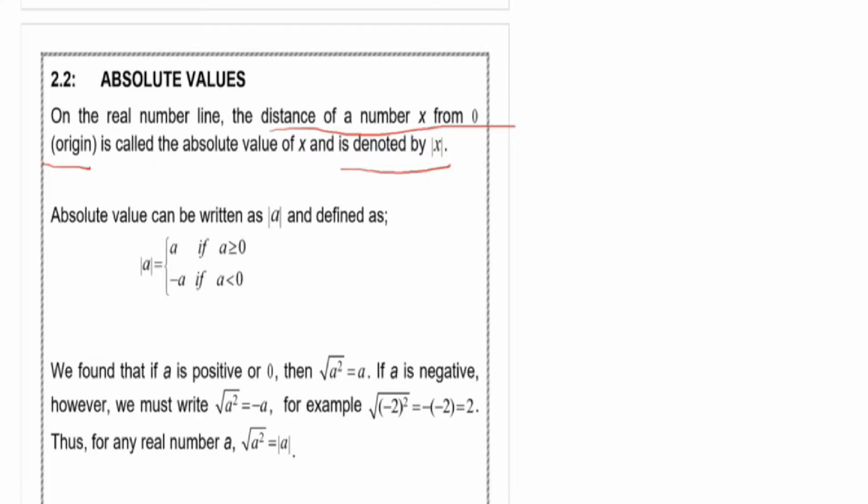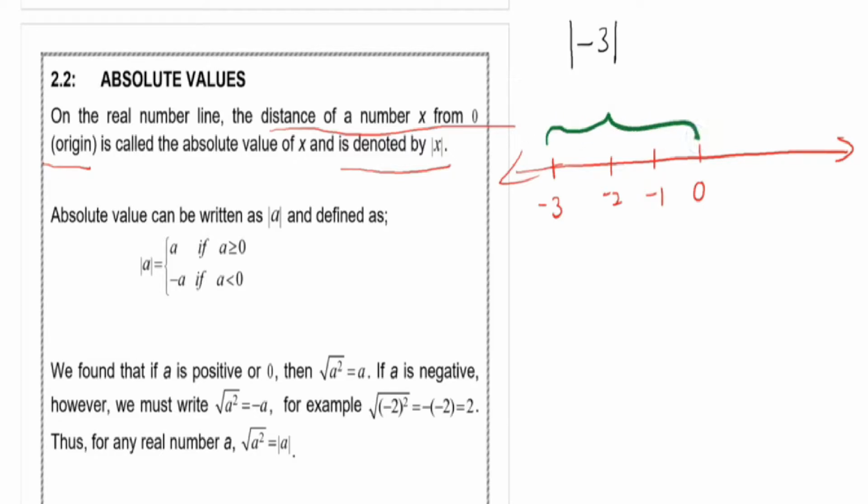So let's say if we have modulus of -3, we are talking about how far -3 is from the origin. So we have to draw the number line. So you have -3, -2, -1 and 0. Okay. So -3 is 1, 2, 3 units away from the origin. So modulus of -3 is 3.